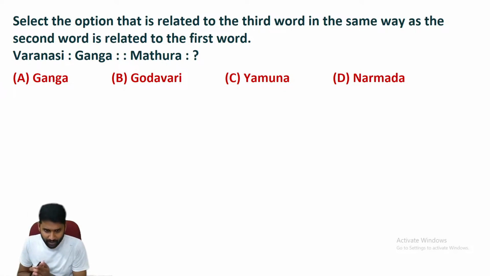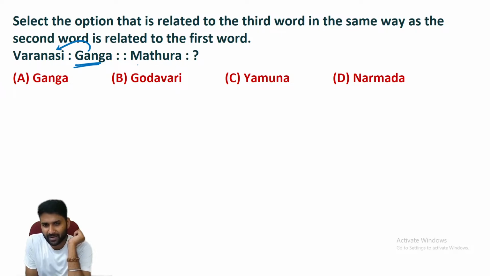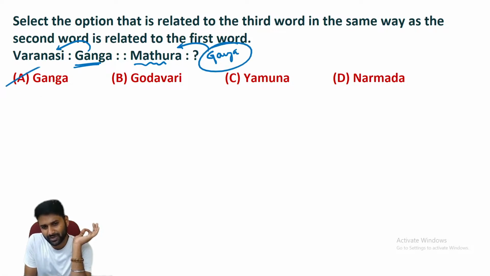Of Varanasi, Ganga, Mathura, dash. Guys, you already know that. So the Ganga river is situated in Varanasi. In the same way, Mathura is the place. So which river can you see in Mathura? Ganga. The simple answer; you should be aware of this info.